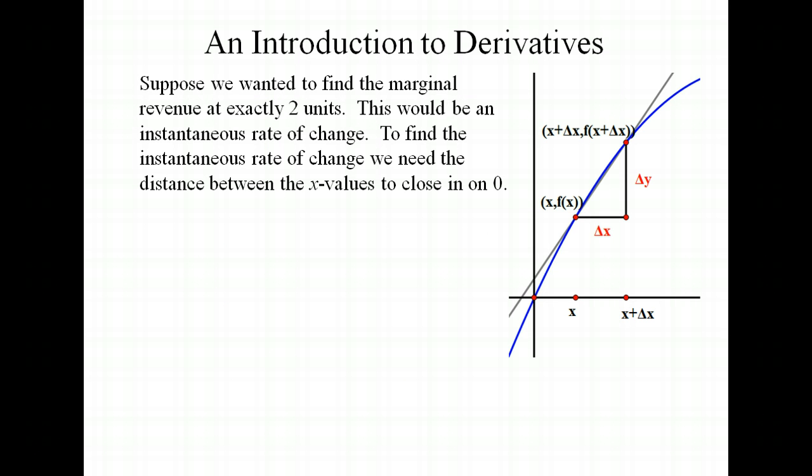Now, sometimes what we want to do is find the marginal revenue, or the change in the revenue, at exactly a specific point. Let's say that we wanted to find it at exactly 2 units. This would be called an instantaneous rate of change. And in order to find the instantaneous rate of change, what we need to do is take the distance between the 2 points, like we had between 2 and 5, and close them together so that the distance between the 2 points is almost 0.